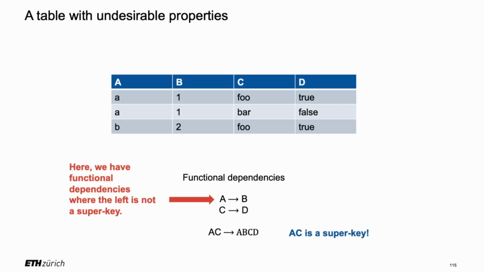But I don't like this one. I don't like these ones because A is not a super key. Do you agree that A is not a super key? The closure of A would just be AB, right? That's it. And the closure of C would just be CD. So we have functional dependencies where the left-hand side is not a super key. We consider these functional dependencies to be undesirable. The one at the bottom, AC gives you ABCD, this one we like, right? Because it's a super key.